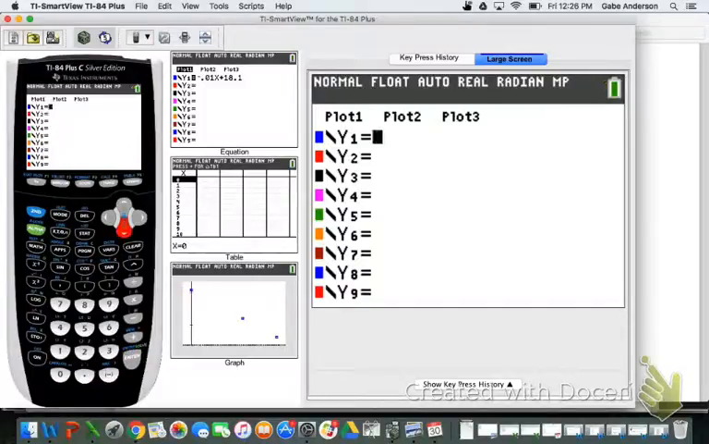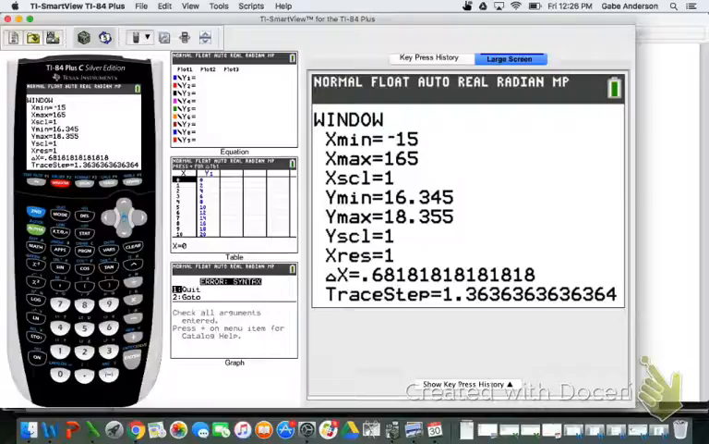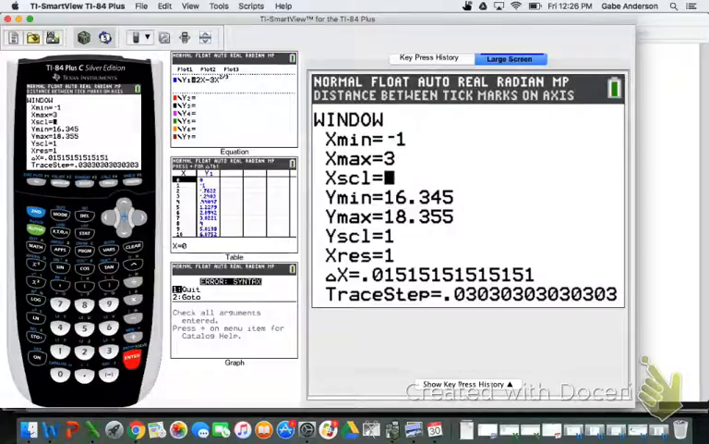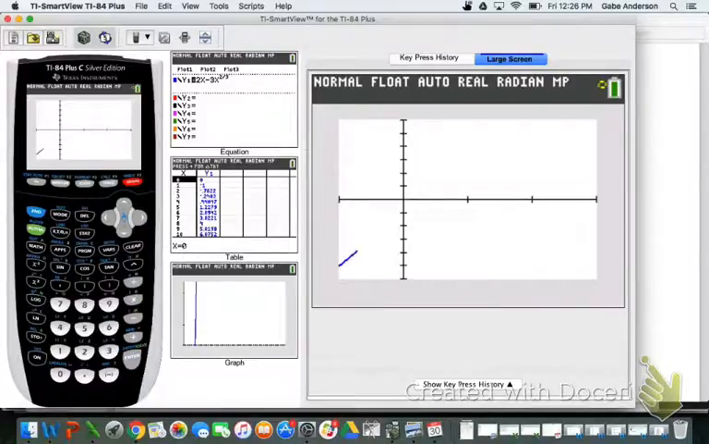I'll do the same thing up here. So it would be 2x minus, was it 3x to the 2/3? Yeah, to the 2/3. And so what I'm talking about with the window, instead of graphing it, I'm going to push window. Let's go from an x min of negative 1 to an x max of 3. And then for my y min and max, I'll just go negative 6 to 6, something like that. And now I hit graph. That makes sense? We're just going to try to get a picture of what we actually were working with.